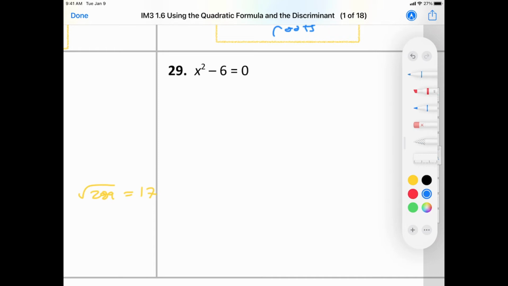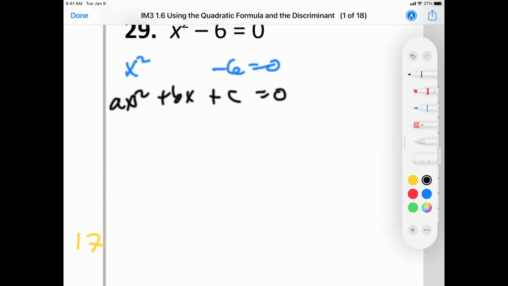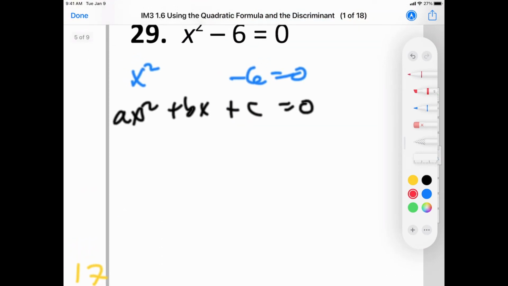29. x squared minus 6 equals 0. Again, write the formula underneath for standard form. And you realize that none of those have an x on it. So this would be a 0x. This is super important because we're later going to learn that we're going to need those that are kind of missing gaps. A is 1, B is 0, C is negative 6.